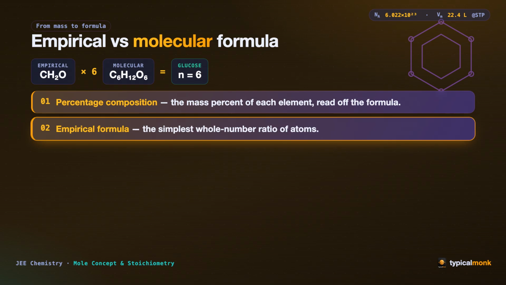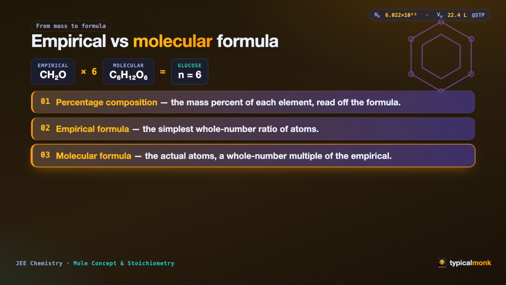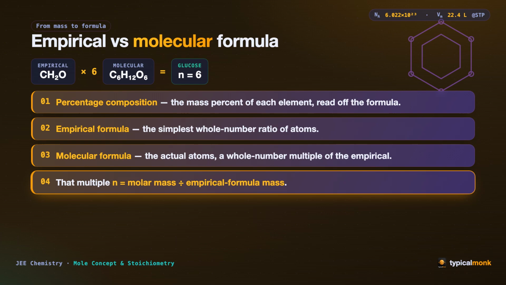Second, the empirical formula. This is the simplest whole number ratio of atoms, not the real molecule, only its skeleton, its simplest recipe. Third, the molecular formula, the actual count of atoms in one real molecule, and it is always a whole number multiple of the empirical formula. How do we find that multiple? We call it N. N equals the molar mass divided by the empirical formula mass.